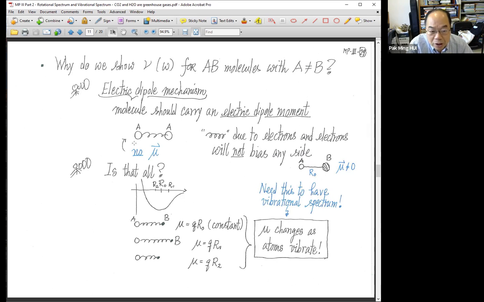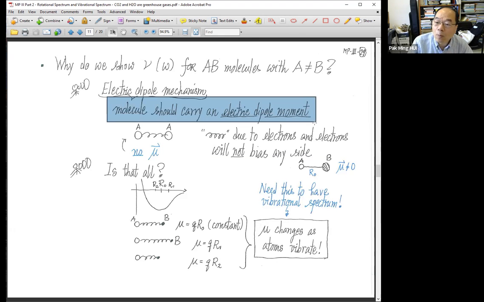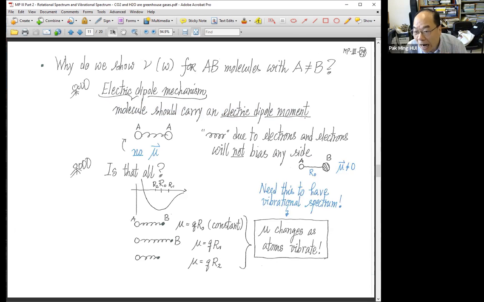We want to have transitions. The most important mechanism is the electric dipole moment, okay? So first of all, you may think the molecule should carry an electric dipole moment to start with. That is partially right in this case, all right? Let's see. In a vibrational transition, actually we need one more requirement, as we will see the reason later.